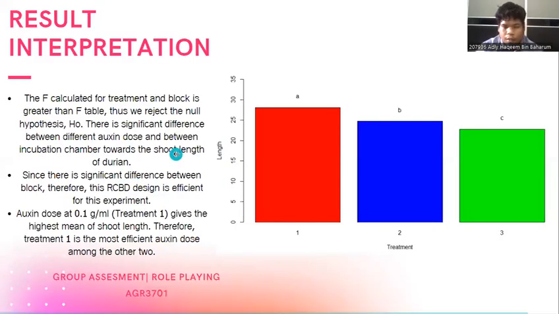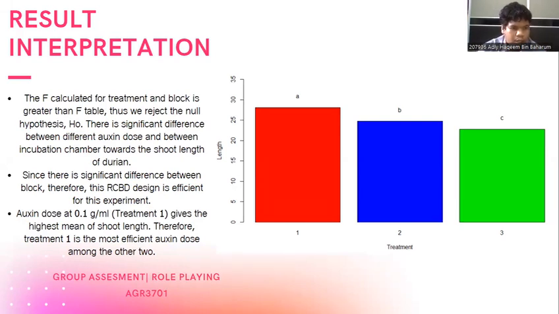From the analysis that we ran through Excel and also R, we can conclude that the F calculated for treatment and block is greater than F table. Thus, we reject the null hypothesis, H0. There is significant difference between different auxin doses and also between incubation chambers towards the shoot length of durian. And since there is significant difference between blocks, therefore this RCB design is efficient for this experiment.